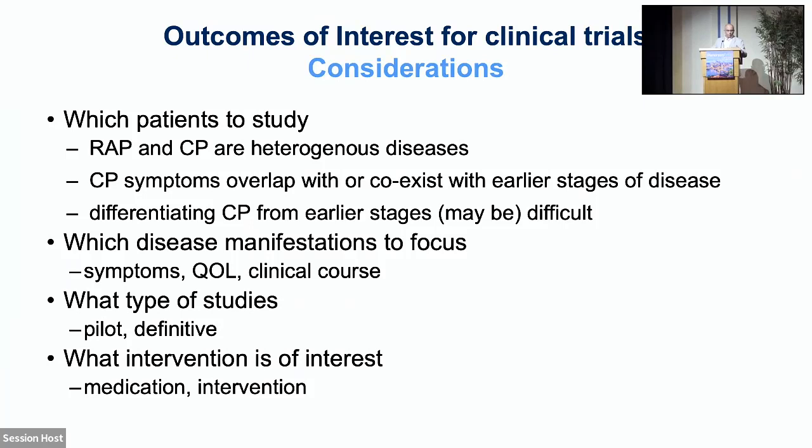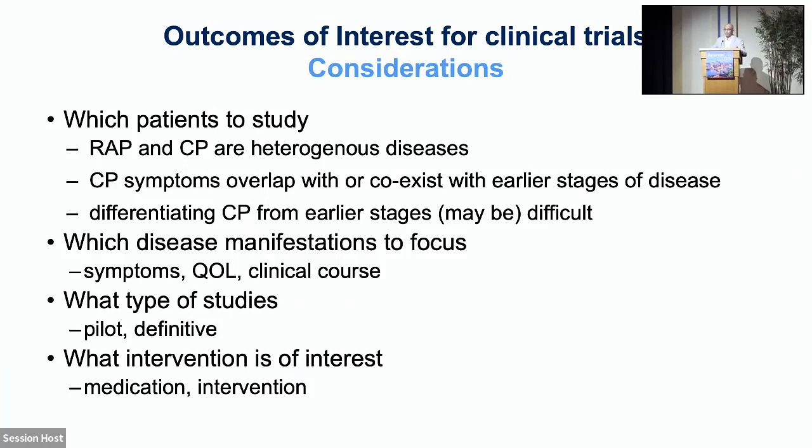During the course of the conference, there were discussions in terms of heterogeneity of both RAP and CP, although they lie in a continuum, but individually also these diseases are very heterogeneous. Secondly, patients with chronic pancreatitis, their symptoms can overlap or coexist with earlier stages of disease. A couple of examples of this would be abdominal pain. Patients who have RAP, a subset of them may have abdominal pain even chronically. Or there may be symptoms that may be completely unrelated to chronic pancreatitis.